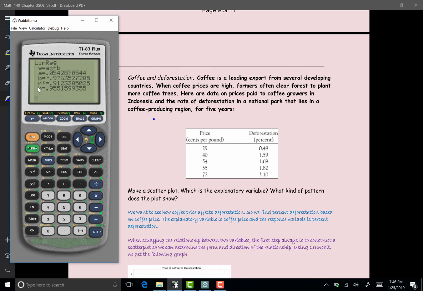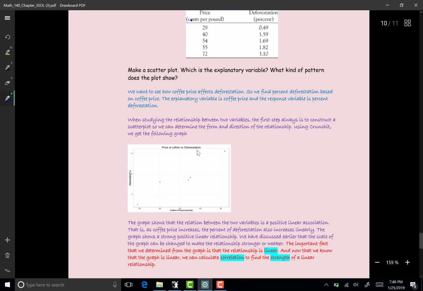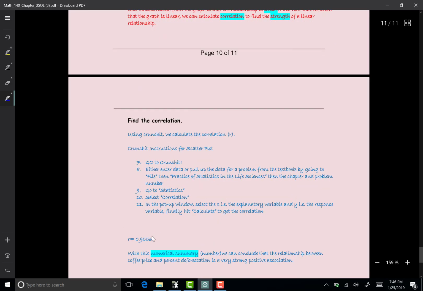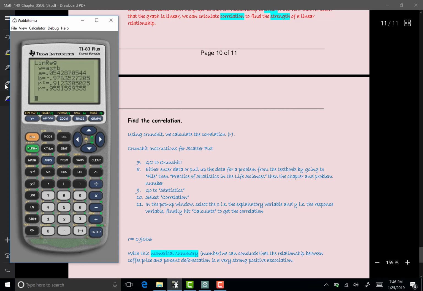The correlation coefficient, 0.9551, is telling me the strength. And it's positive, so as we saw here, it was a positive slope, right? Positive correlation. And here she has 0.9556. Is that what I got? I got 0.9552. So I'm off a little bit with rounding from what she had. But it's still a very, very high correlation coefficient.